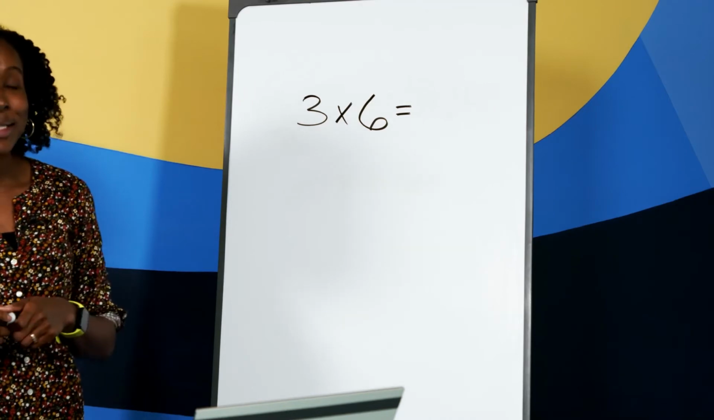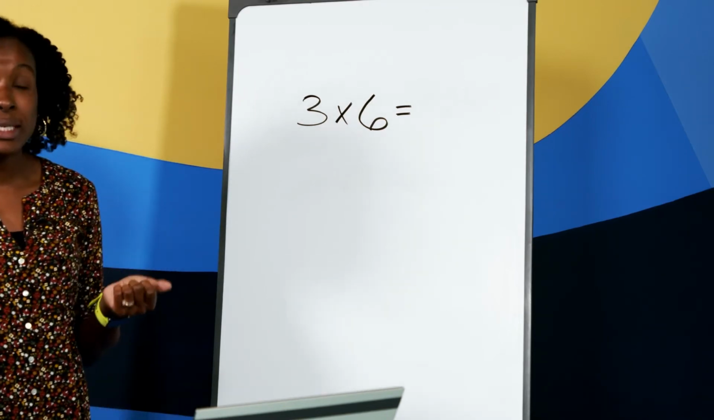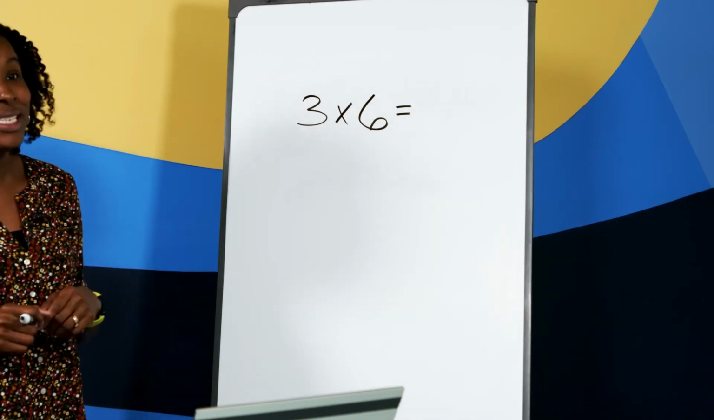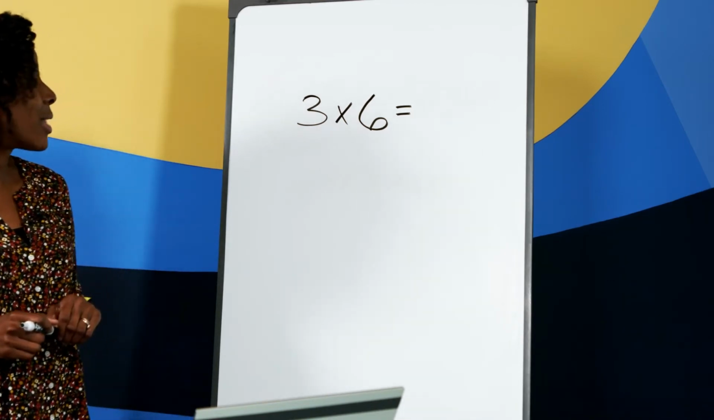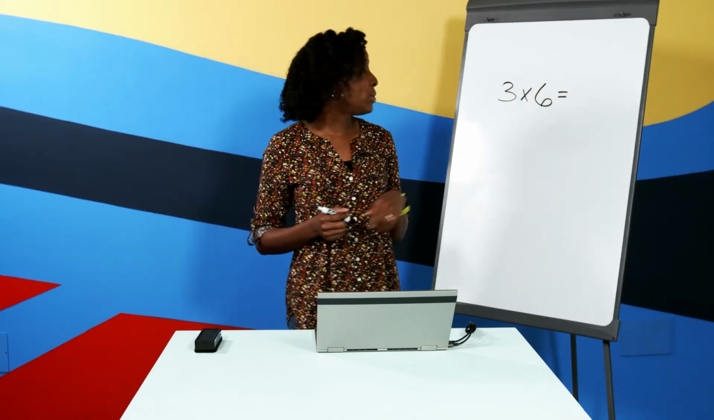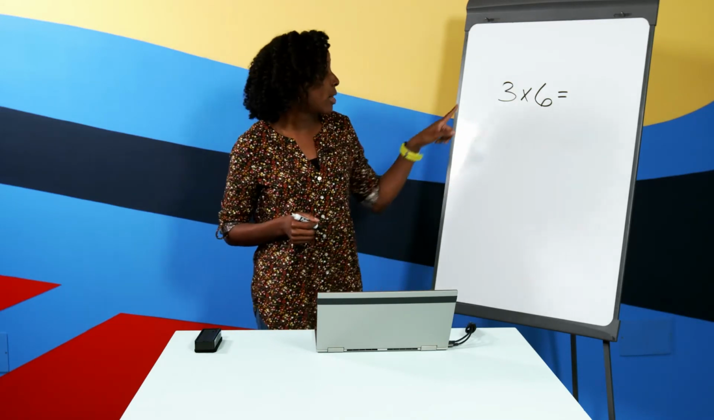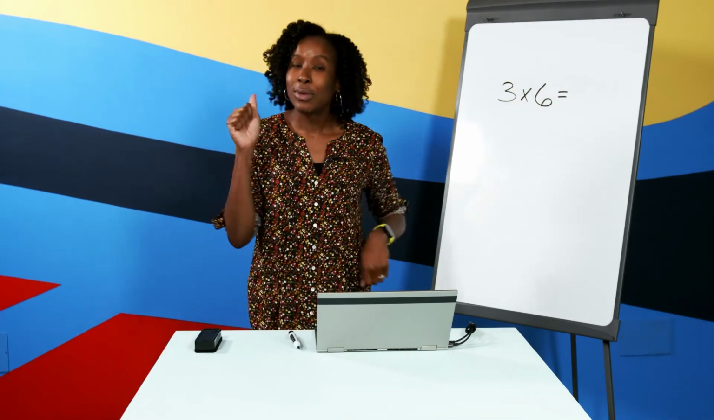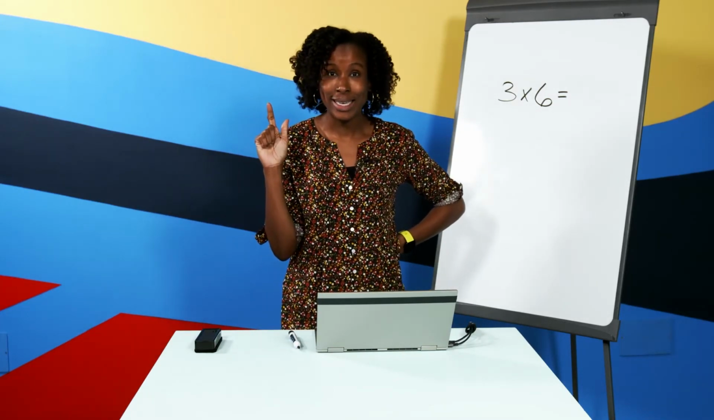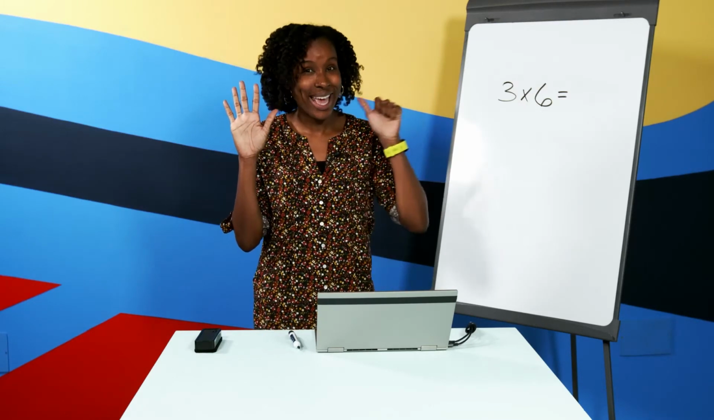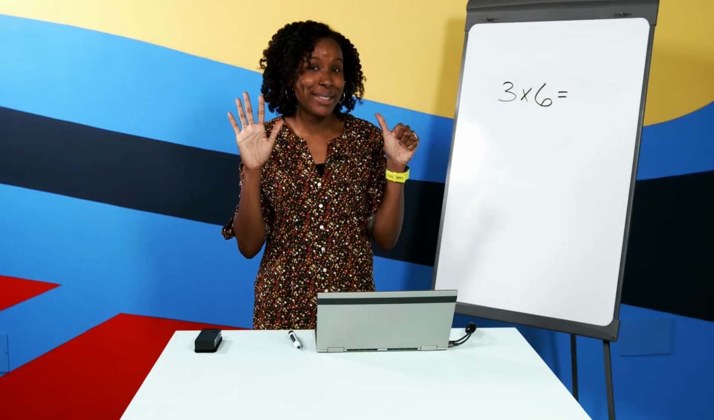Use some of the strategies that we've talked about before. Maybe you want to skip count, maybe you want to try that repeated addition, or maybe this is a multiplication fact you've already got in your head. The more you practice multiplication, the better you'll get with those facts. So I think I'm going to use our skip counting skill, and I'm going to skip count by the number 3, 6 times. Let's try that together. 3, 6, 9, 12, 15, 18. I believe our answer is 18.